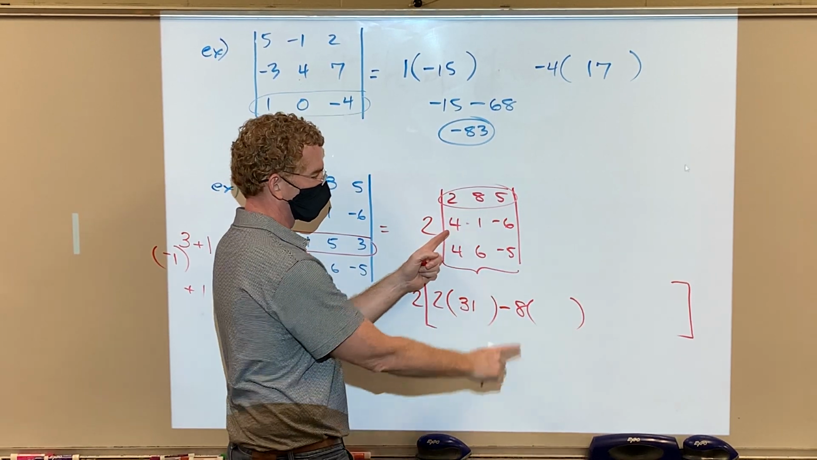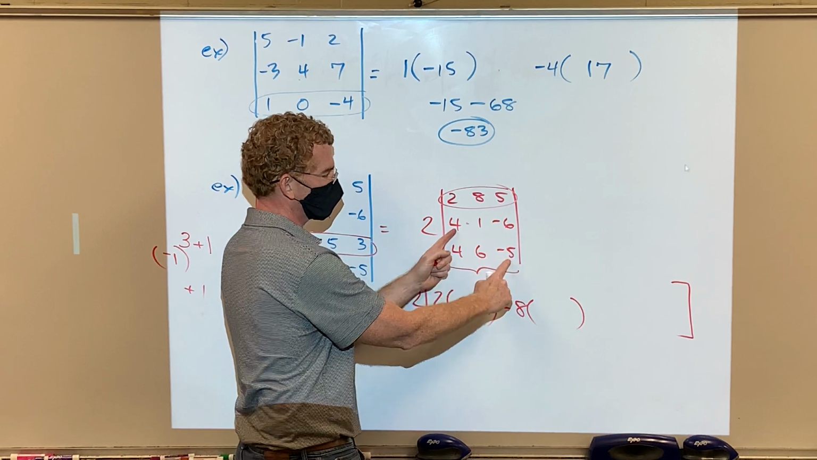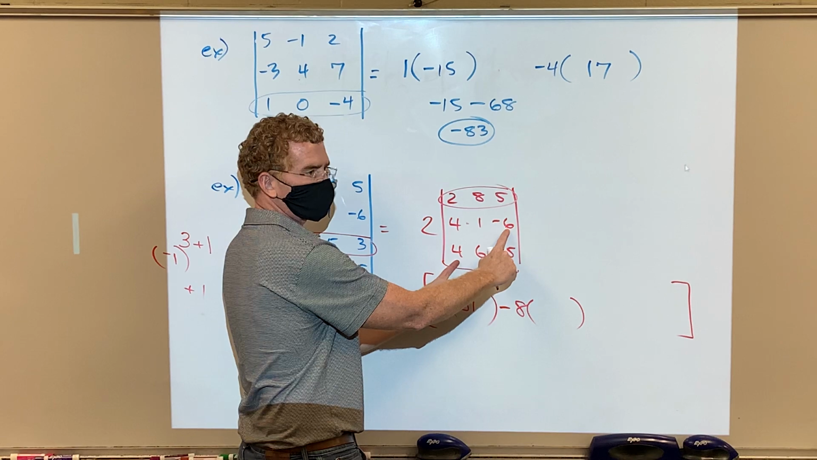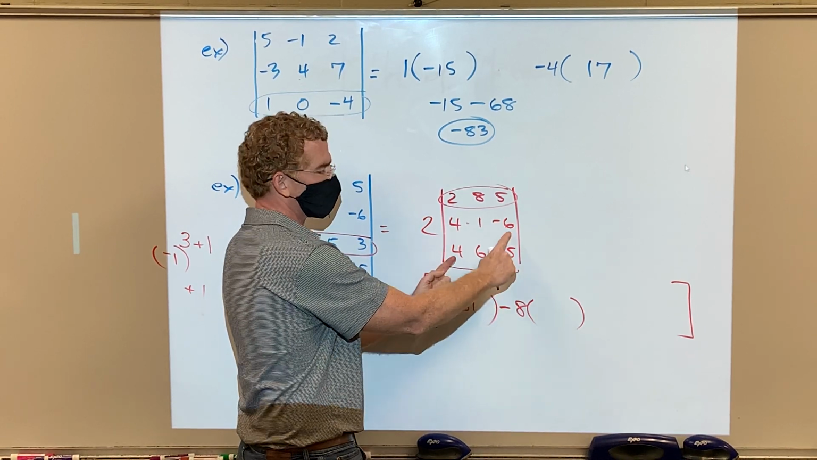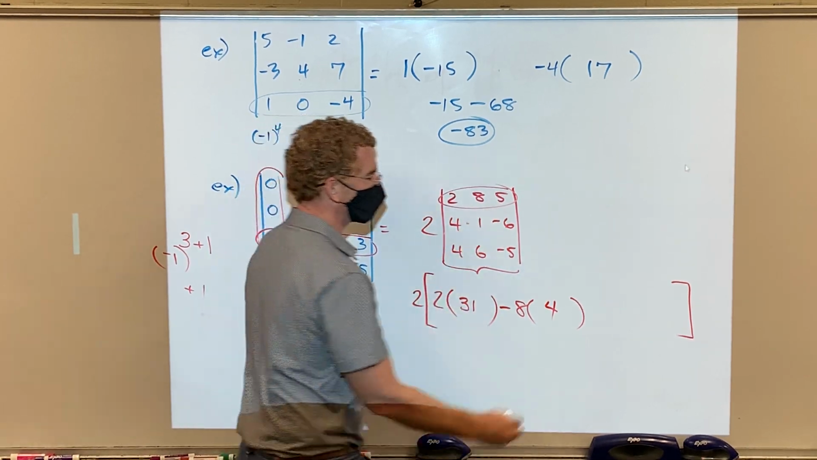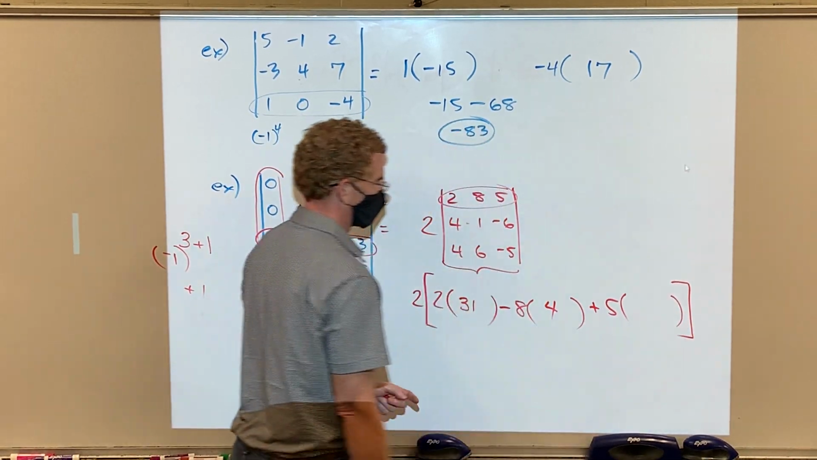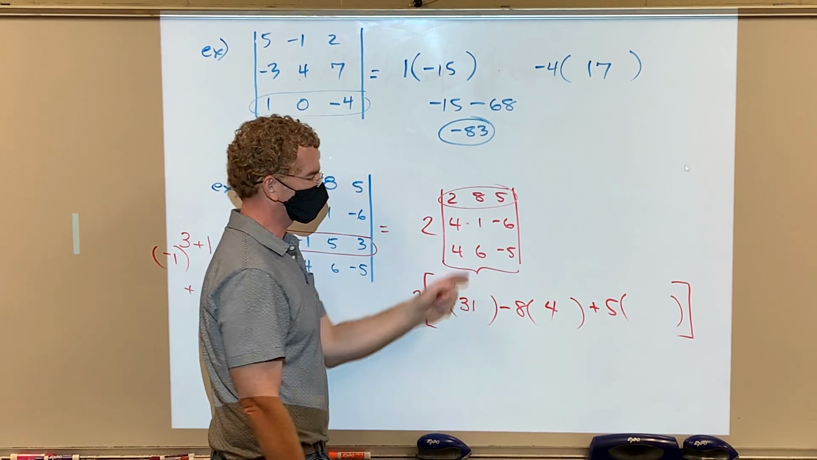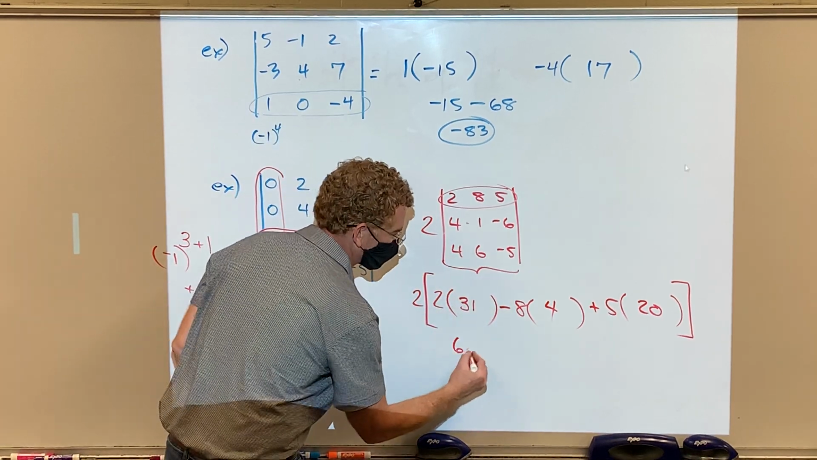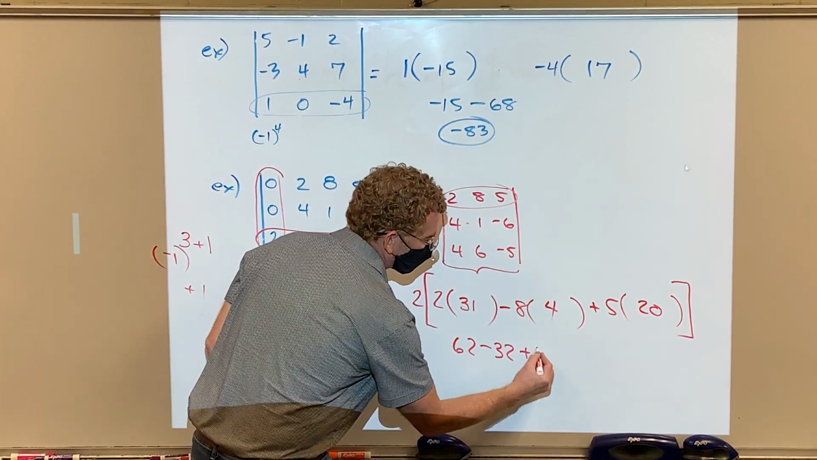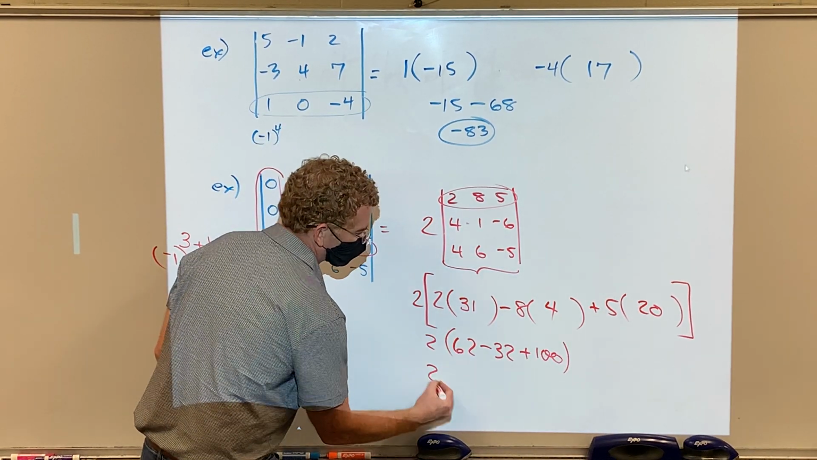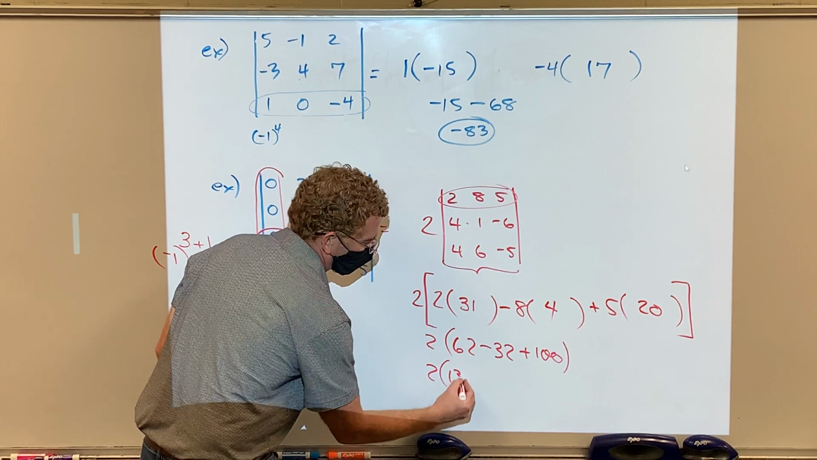What's the minor of the 8? Those two. -20. Minus 24. Or minus -24. Plus 24. So -20, positive 24. And then the 5? 24 minus 4. So do the whole inside part. 62 minus 32 plus 100. So what's that, 130? So 2 times a 130 is a 260.